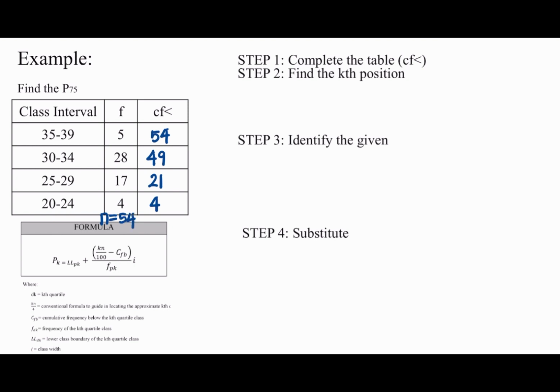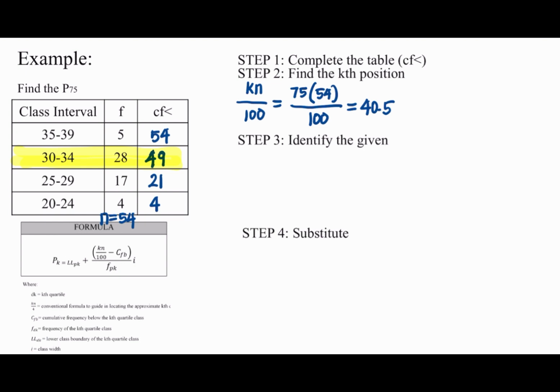Let's find the kth position. Take note, we will follow the formula for the ungrouped data. So it's Kn divided by 100. That would give you 75, which is the K, times 54 divided by 100. That is equal to 40.5. In that case, that is now our basis in identifying the P sub 75 class. Where does 40.5 belong? It belongs to this class.